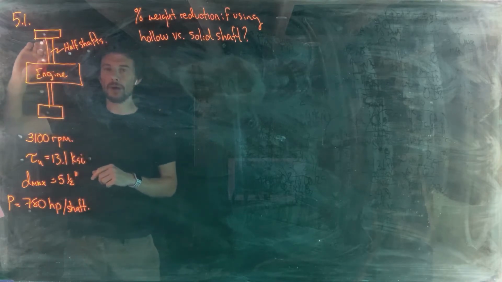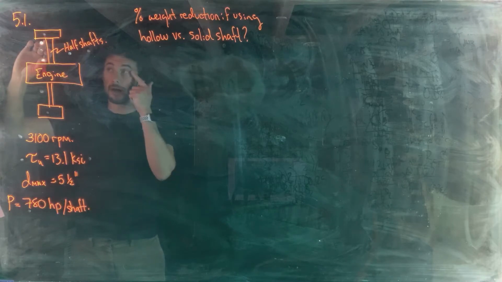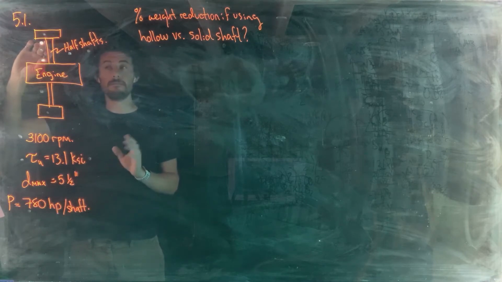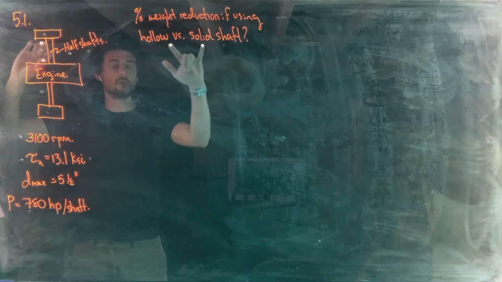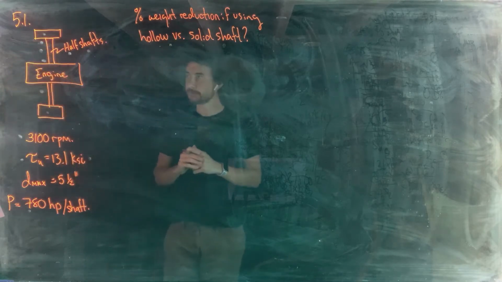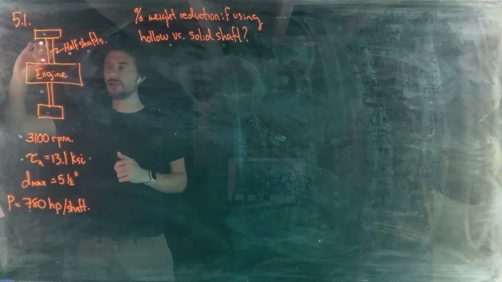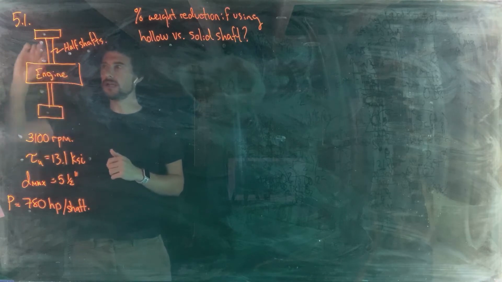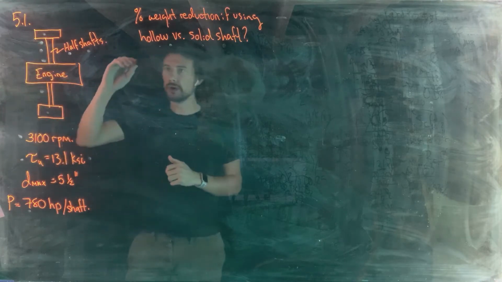And thinking about comparing the weights of those, we'd want to take the volume of the shaft multiplied by the density of carbon fiber. We don't have the density of carbon fiber here, but it doesn't make a difference because we're going to be doing a ratio of hollow shaft to solid shaft. So that density will cancel out. So the first thing, let's figure out how much torque is being applied to each one of these shafts.